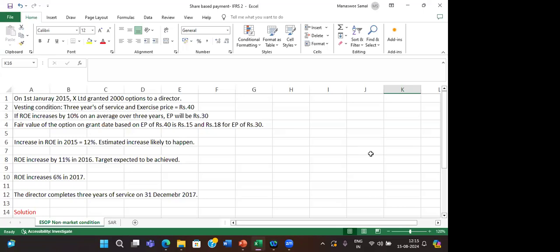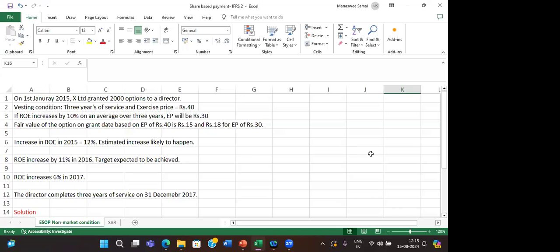So you can see in the scheme there are two conditions. One is completion of 3 years of service, plus the return on equity of the company. You have set a target. Over 3 years, on an average, it should be 10%, not less than that. Okay. So we just, as usual, require some input data to go ahead with the accounting discussion. Fair value of the option on grant date based upon exercise price of 40 is, let us say, rupees 15. And had you set it at rupees 30, then the fair value of the option would have been 18.